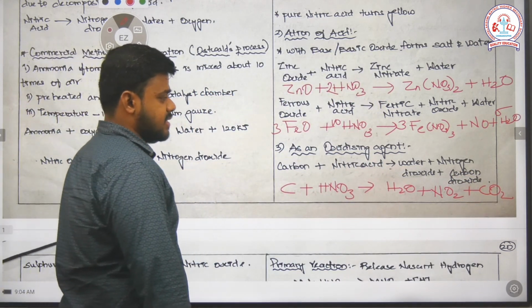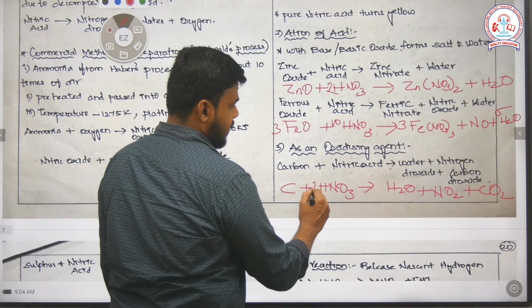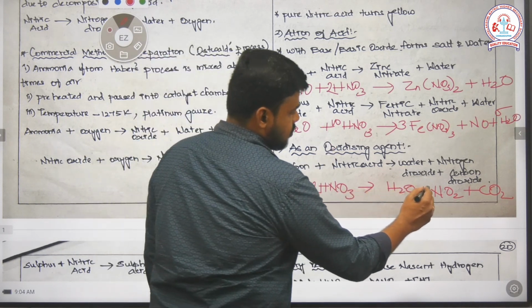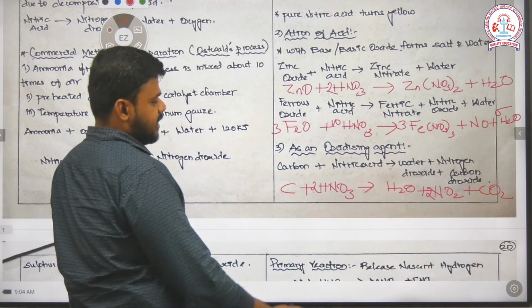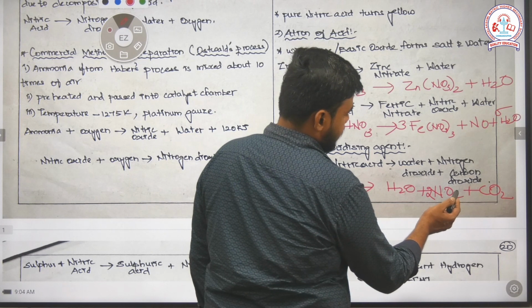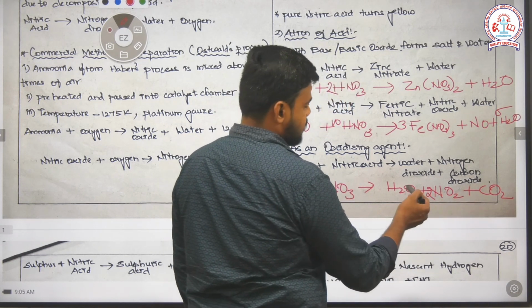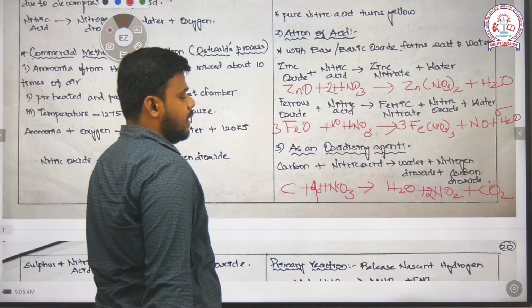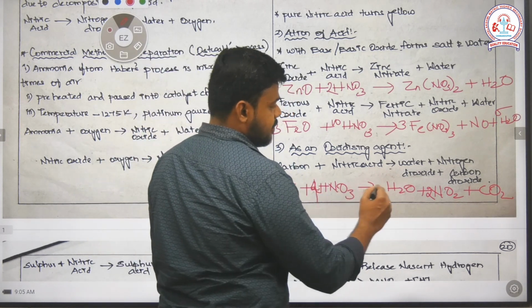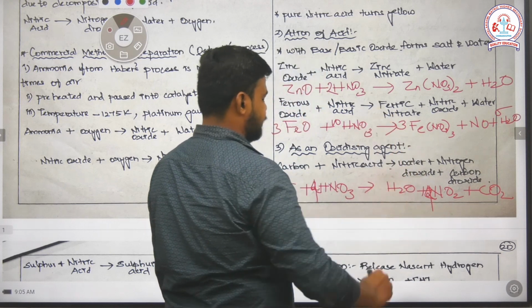So we need to check with the balancing. Hydrogen here it is 2. If I make it as 2, nitrogen becomes 2, so I need to make it as 2 here. Then we need to check with the oxygen. Oxygen here it is 6. Then 4 plus 2, 6, 6 plus 1, 7. There it is 7. If I make it as 4 here, let me check. If I make it as 4, nitrogen becomes 4. So I will make it as 4 here.